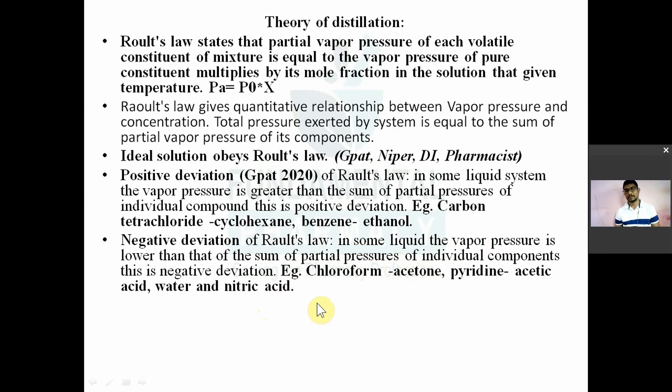So for example, chloroform acetone का मिक्सचर लेंगे तो मान लीजिए कि इसका पार्शियल वेपर प्रेशर 1 है, इसका 1 है, तो टोटल वेपर प्रेशर कितना होना चाहिए सिस्टम का 2, लेकिन इसका 1 ही होता है. दैट मीन्स negative deviation. Okay, so total vapor pressure is less than the sum of the individual partial vapor pressures. Chloroform acetone is a system, pyridine acetic acid is a system, again water and nitric acid. ये examples भी आपको याद रखना है. Okay, so examples के ऊपर भी as it is question पूछ सकते हैं. So that is negative deviation.